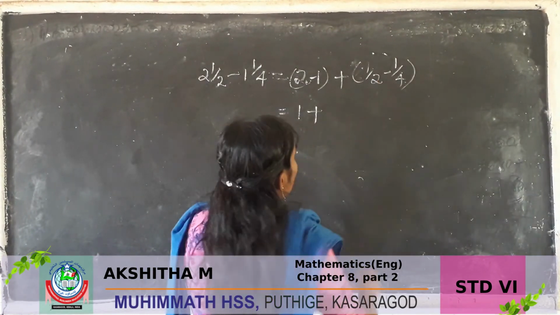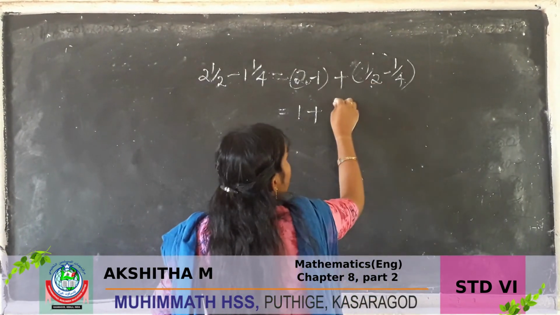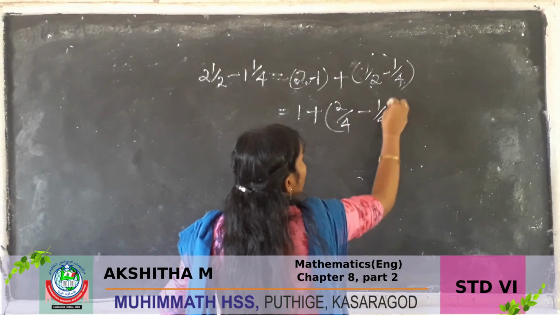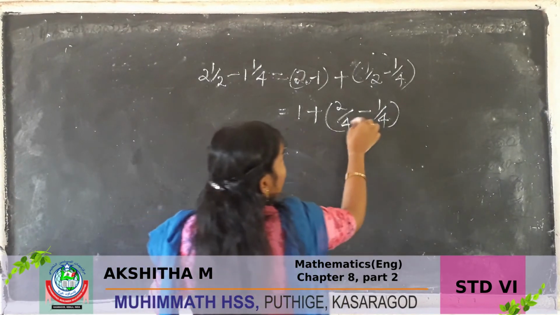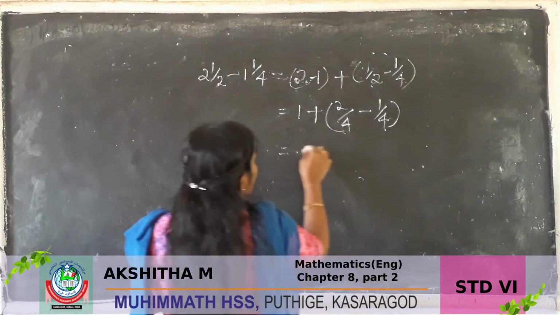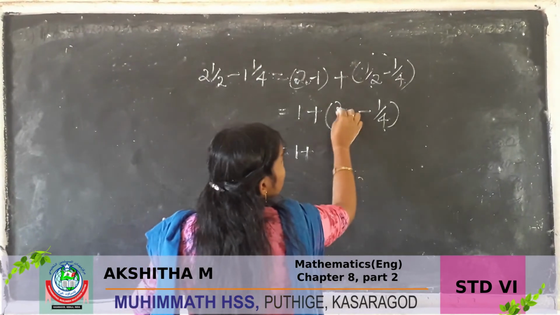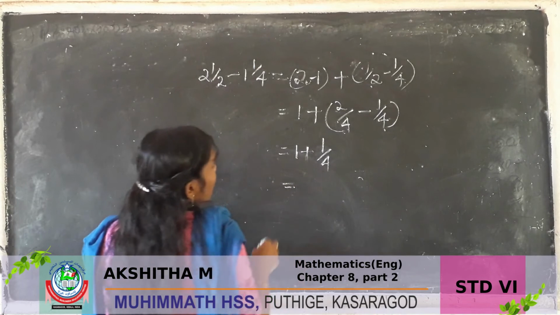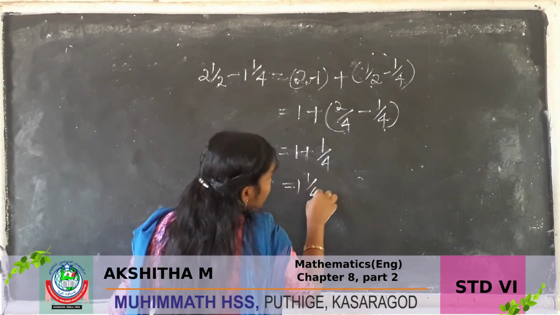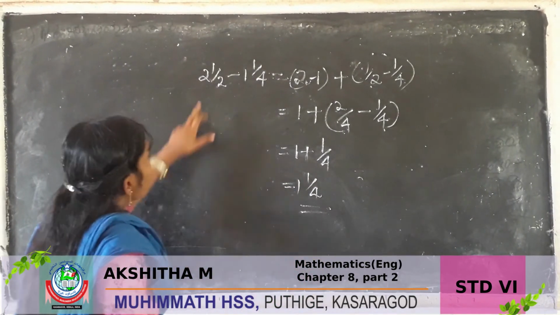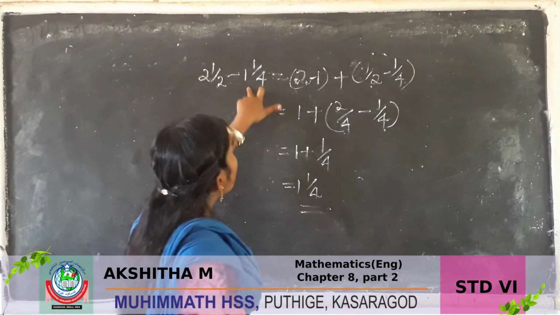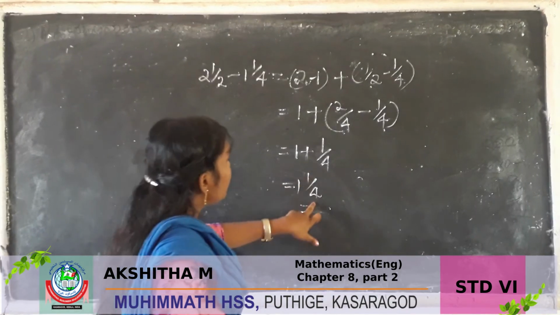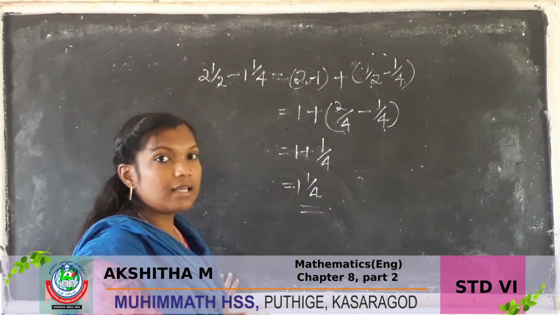Half minus quarter. So 1 by 2 we can write as 2 by 4. 2 by 4 minus 1 by 4. We got here same denominator. 1 plus 2 minus 1 is 1, and 4 we should write here. So we got here answer 1 by 4. 2 1 by 2 minus 1 1 by 4 is equal to 1 by 4. Is it clear?